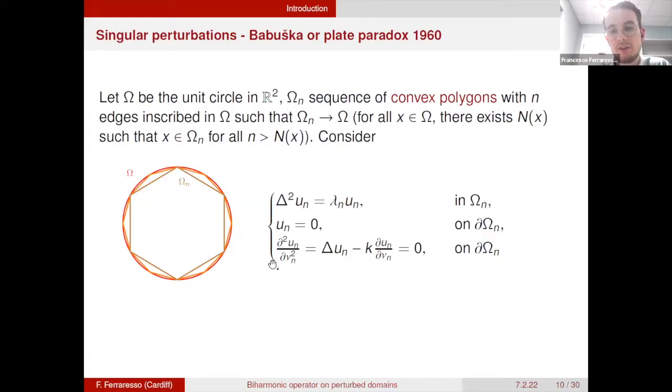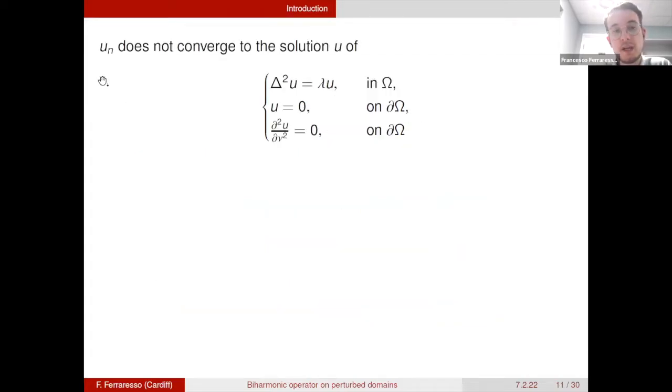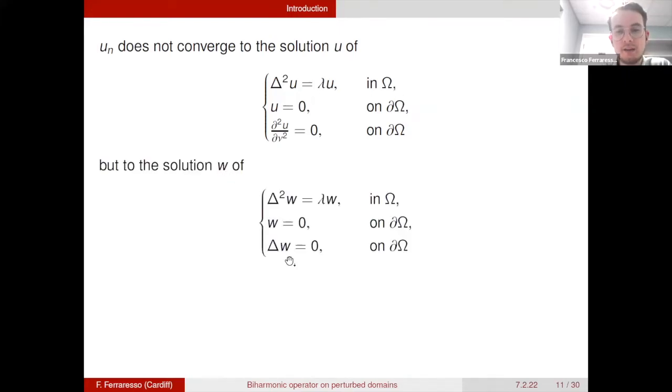So the two boundary conditions read like this. You have u equal to 0 at the boundary and second normal derivative equal to 0 at the boundary. And this is also called hinged plate problem and was studied by Babushka in 61. And the interesting point is that this sequence of problems have a rather interesting spectral behavior in the limit. So you would expect that somehow these boundary conditions would be preserved in the limit. But in fact, what happens is that these solutions un do not converge to the solution u of the same problem in the unit circle, but instead it switches in the limit.